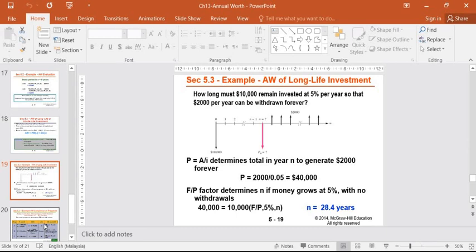I think we go straight to the example. How long must 10,000 be reinvested at 5% per year so that 2,000 per year will be withdrawn? So how long? 10,000 must be invested. We reinvest 10,000. We withdraw every year 2,000. Interest rate is 0.05, 5%. Okay, we got P.